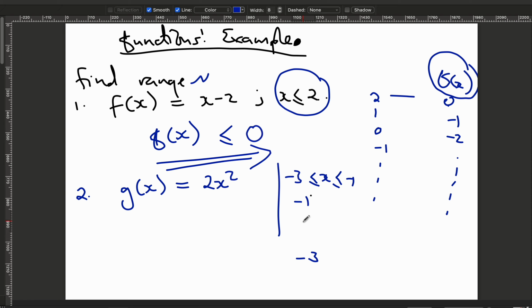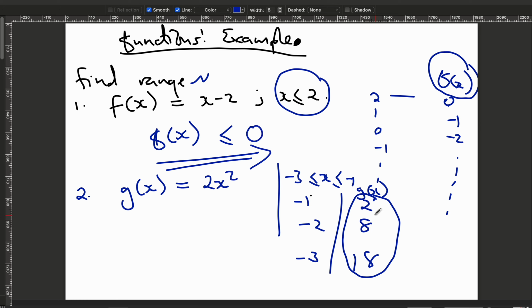So if I have -1 and -2, let me just take the real numbers only. The corresponding output values for g of x are going to be, if x is equal to -1, -1 squared, that's 1 times 2, that's going to be 2. -2 squared, that's 4 times 2, that's going to be 8. -3 squared, that's 9 times 2, that's going to be 18.